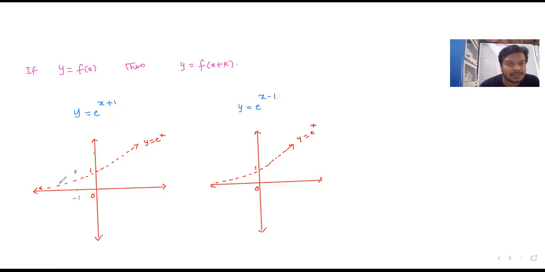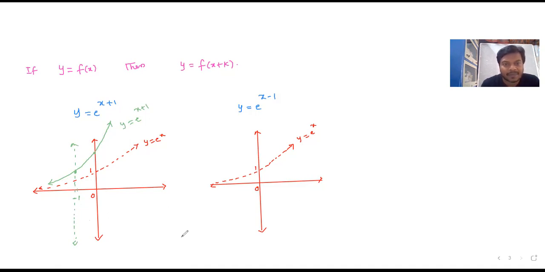Joining these points, we get the graph like this. This is the graph of y equal to e power x plus 1. That means if I draw a line parallel to y-axis at x equal to minus 1, now it looks like e power x, right? Just shift the graph towards left.